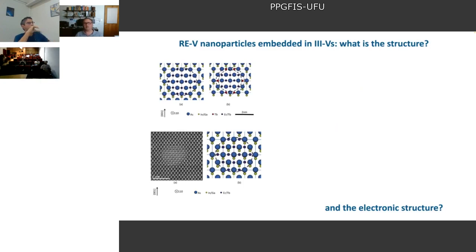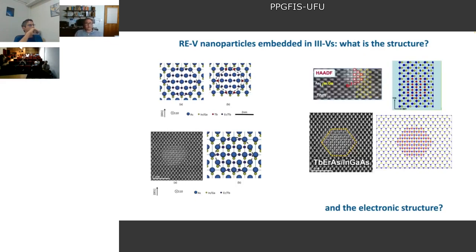Now, what is the structure of this part? What is the detail of the interface? And what is the electronic structure? We know very little about that. So here are ball-and-stick models tentatively built on these TEM images. You can actually mix the rare earth atoms. You can mix, for instance, terbium with erbium, and you still have these nicely separated, uniform-size nanoparticles.